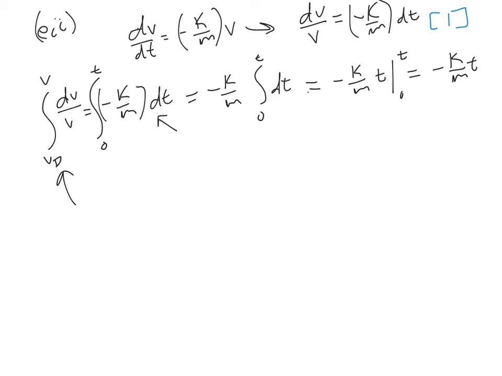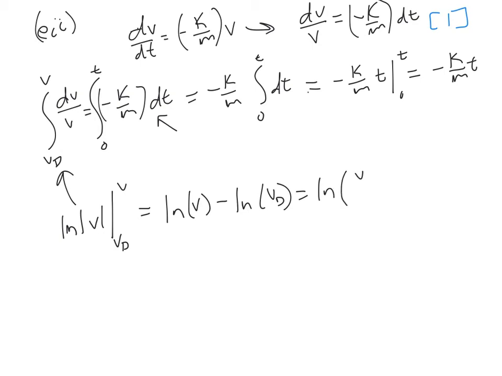The integral of something like this, dv over v, will end up being ln, absolute value technically, of v from v_0 to v, which means that's just ln v minus ln v_0, and you can combine those into a single ln by doing v over v_0. And all this is equal to that -(k/m)t.